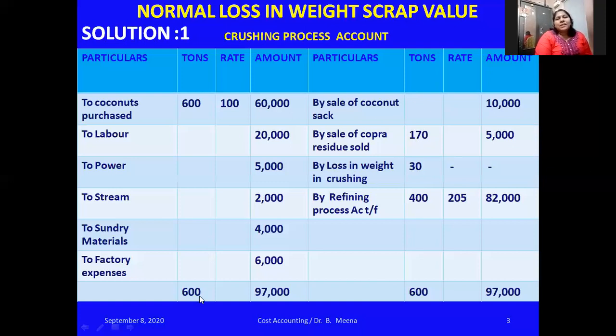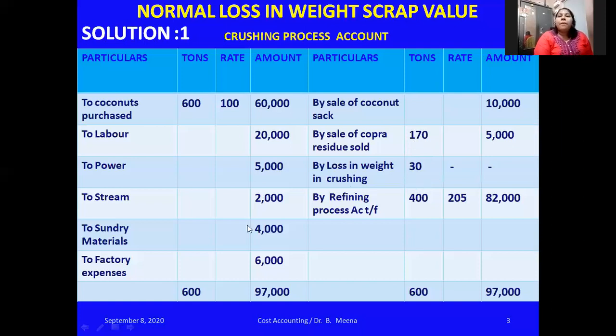So out of 600 input, please focus your attention. Out of the 600 input I gave, I got 400 as the crude oil and 170 as the residue. What, then, is the loss in weight?